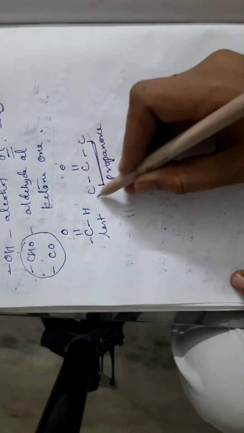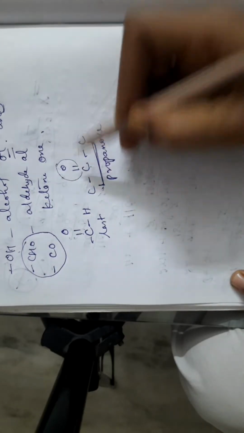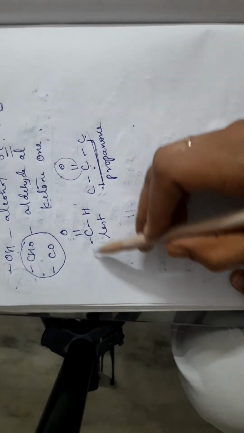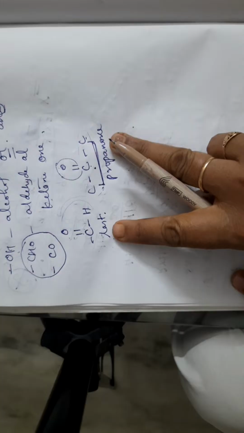Minimum 3 carbons are needed for C double bond O. This ketone functional group can attach to the second carbon. In the case of aldehyde, it is always present in the last carbon. So there is a difference between them. Don't get confused if any structure is given.